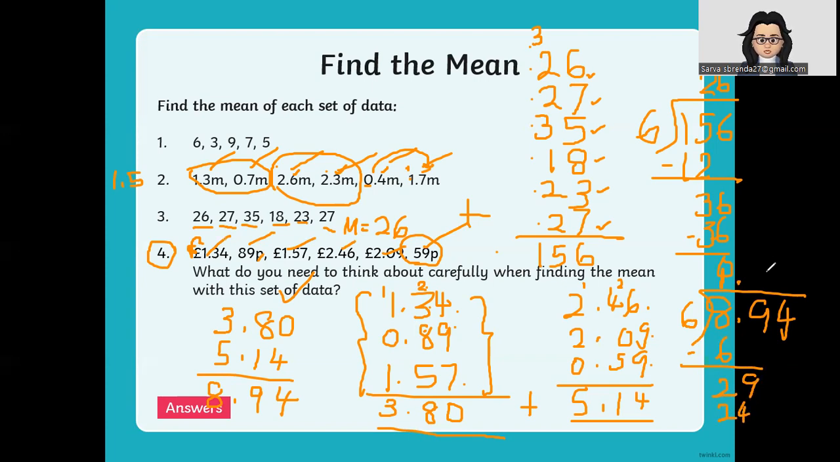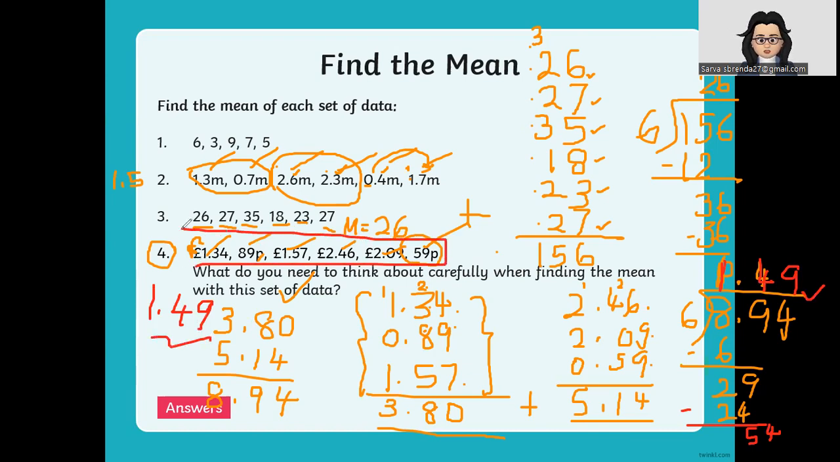So start 1, 6, 2, bring down your 9, put in your decimal, 6, 12, 18, 24. That's 4 times. So remember, this is 1. You better write in a different ink. So this is 1 and this is 4. 24. 9 minus 4, this is 5. 5, bring down the 4, that's 54. 54 divided by 6, that's 9. So you've got your answer. $1.49. That's the average for this set of values, or the mean.